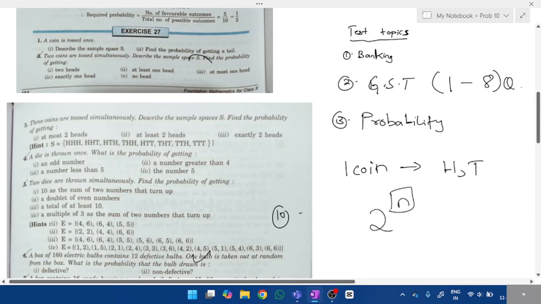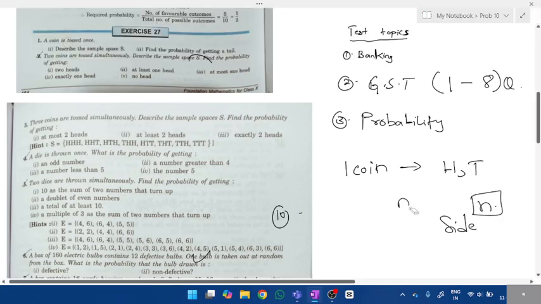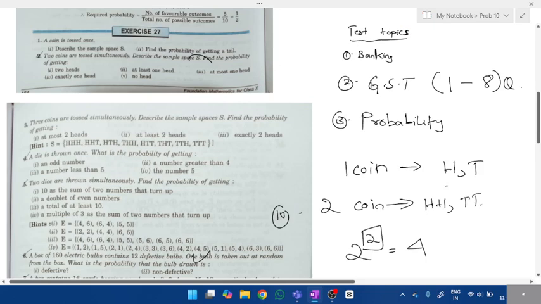2 is nothing but the number of sides, to the power of the total coins, n. So how many sides does a coin have? Two sides. Now two coins. When I write two coins, what is the total outcome? Number of coins is 2, and a coin has two sides. 2 squared is 4. So what are the 4 values we have? If you flip 2 coins, what are the 4 values we'll get? Head and head, tail and tail, head comma tail, tail comma head.